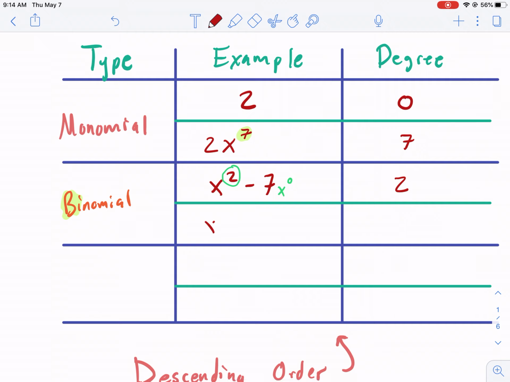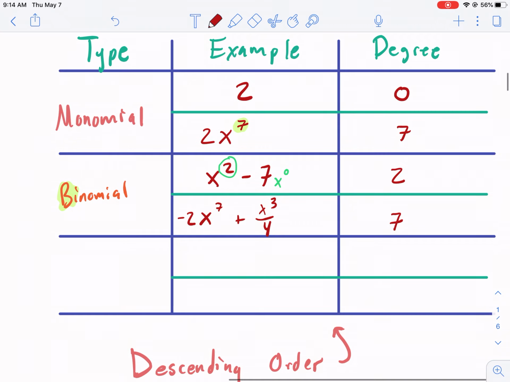We'd have another one like negative 2x to the 7th plus x cubed over 4. So the highest power, of course, is 7. So this is a 7th degree binomial. And there's only 2 terms. That's why it's a binomial.